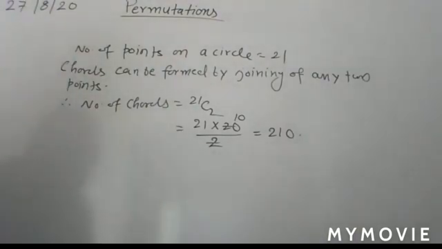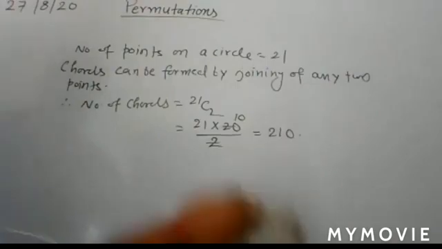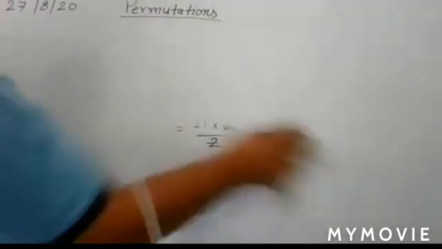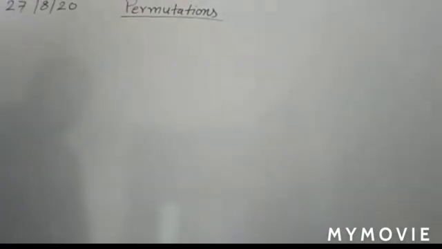Okay, so right, next question. There are 10 points in a plane. Note it down. There are 10 points in a plane, no three of which are in the same straight line. No three of which are in the same straight line means they are not collinear, except 4 points, which are collinear. Means only 4 points are collinear and the others are not collinear.